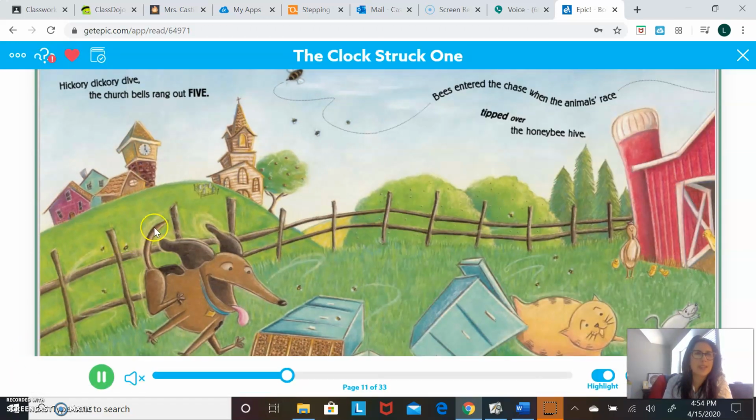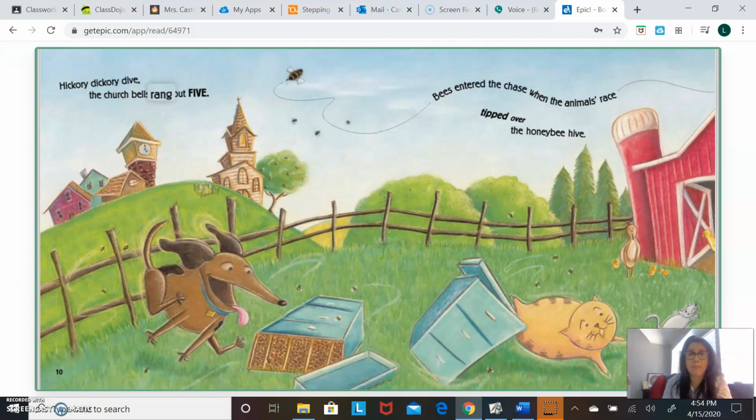Hickory dickory dive, the church bells rang out 5. Bees entered the chase when the animals race, tipped over the honeybee hive. I hear some rhyming words here. 5, hive. And I also hear chase and race.